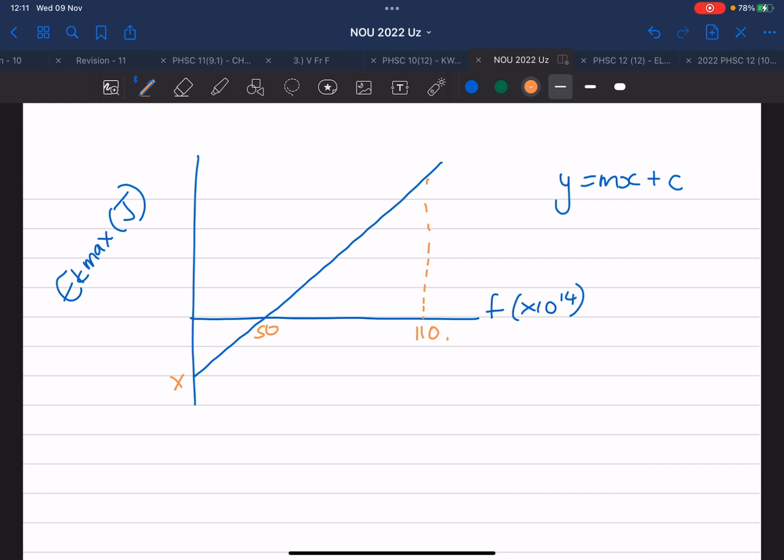Okay, then they say, verskillende ligfrekwensies word op 'n oppervlak van 'n metaalkode van 'n foto-elektriese sel verskyn. Die grafiek hieronder toon die verhouding tussen die maksimum kinetiese energie en die frekwensie van die invallende lig. Okay, let's just check, does this graph make sense to us? Okay, kom ons kyk gou.